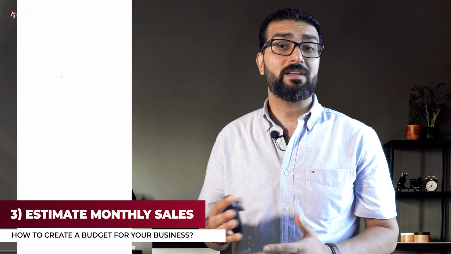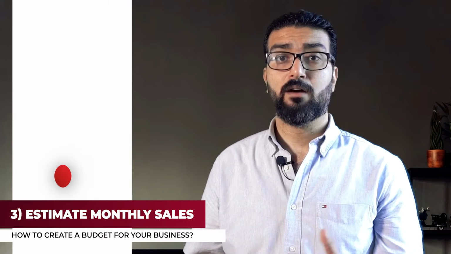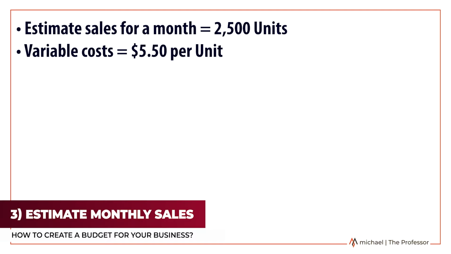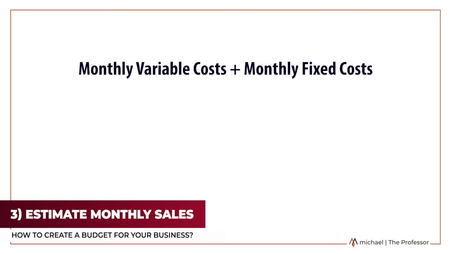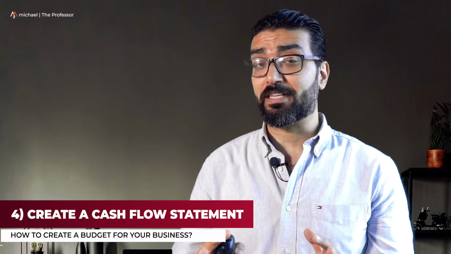$42,500. Calculate the variable costs of sales for each month based on sales for the month. For example, if your estimated sales for a month are 2,500 units and your variable costs are $5.5 per unit, total variable cost for the month would be $13,750. Add monthly variable costs to monthly fixed costs to get total monthly costs. Number 4. Create a cash flow statement.